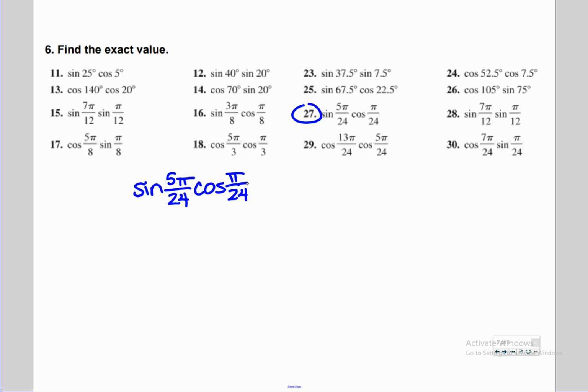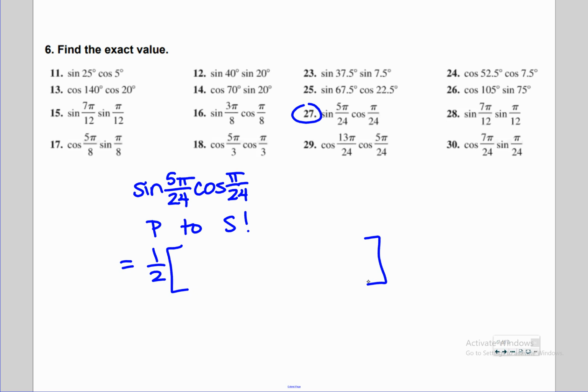So for this, we're going to use the product to sum identities. We're going to take something that's multiplied and change it into addition or subtraction, and that will hopefully give us angles that are on our unit circle and allow us to evaluate it. Product to sum is what we're using. These are the ones with the 1/2. I've got to remember all my pluses and minuses on these ones.